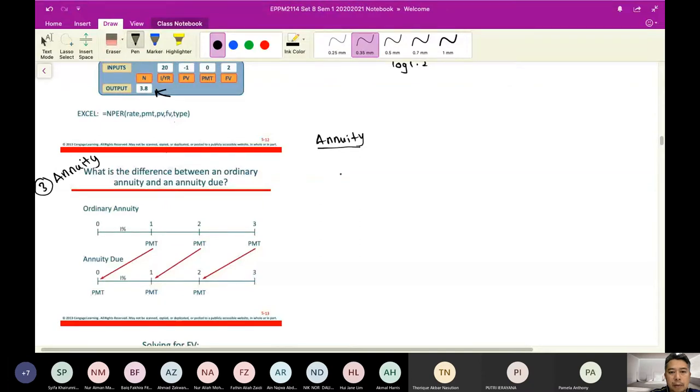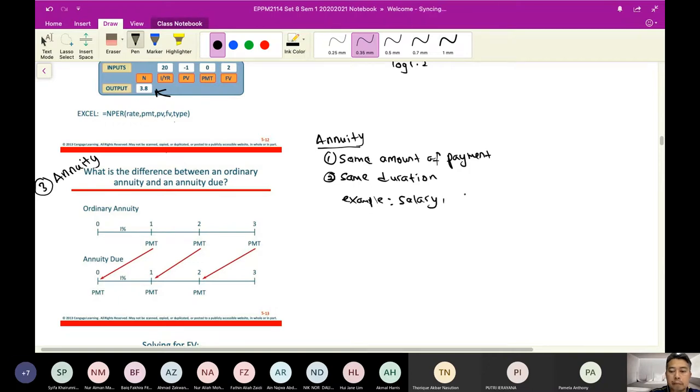So annuity, first the definition of annuity will be the same amount of payment. The second, same duration. Example, let's say salary. Car loan. Okay, that is the example.